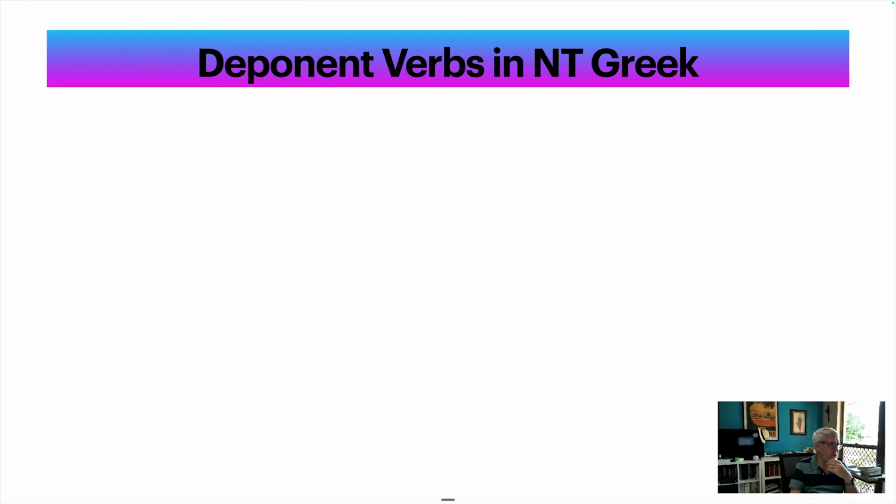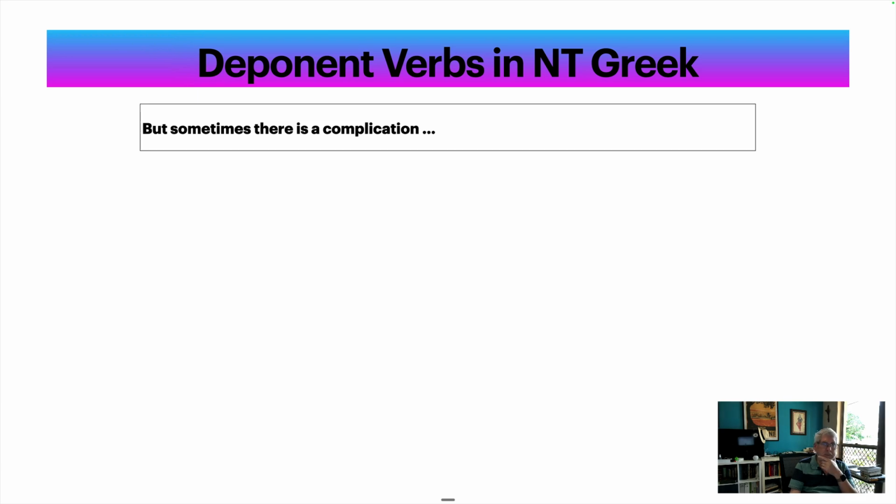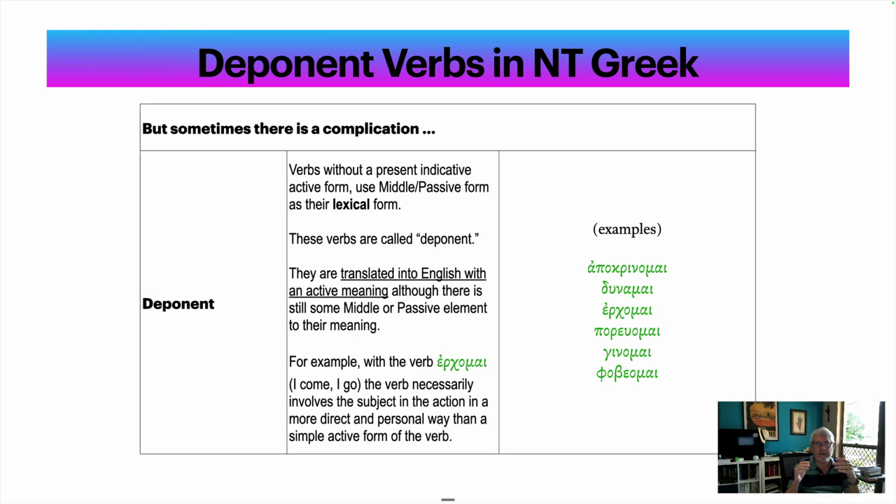Okay, of course, sometimes life gets a little bit complicated, and there are verbs that only occur, as it were, in the middle or passive form, and they don't have a present indicative active form. It just doesn't exist. And these verbs have traditionally been called deponent verbs, and it used to be explained that they have the middle or passive form, but they have an active meaning.